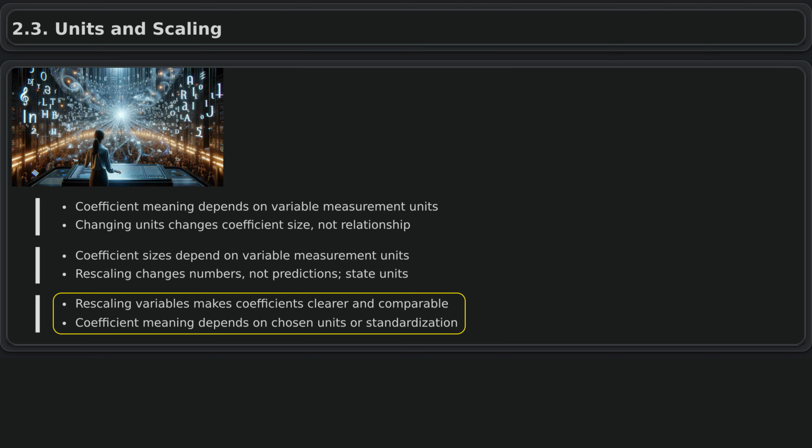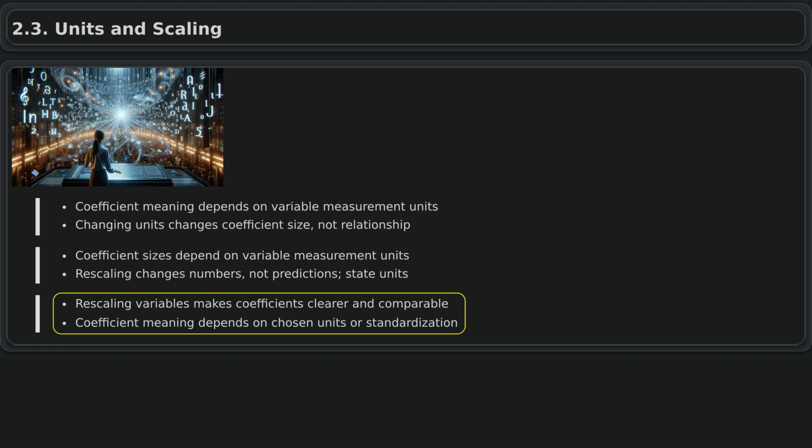Rescaling variables in regression helps make coefficients easier to interpret, because their values depend on the units used. For instance, changing floor area from square feet to hundreds of square feet changes the slope from a small number per square foot to a larger, more intuitive number per 100 square feet, even though the underlying relationship is the same.